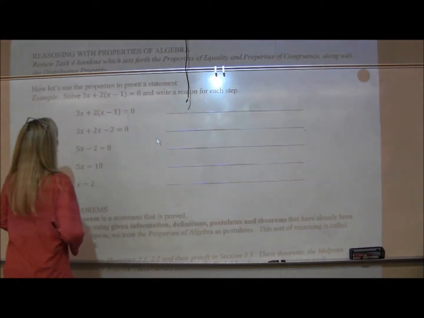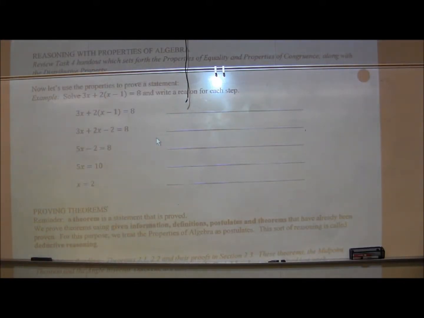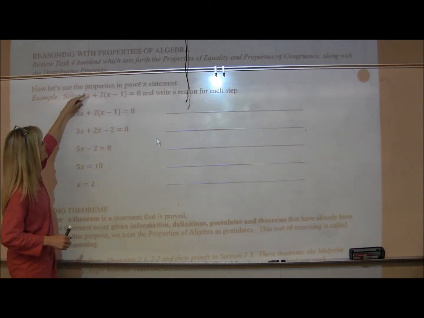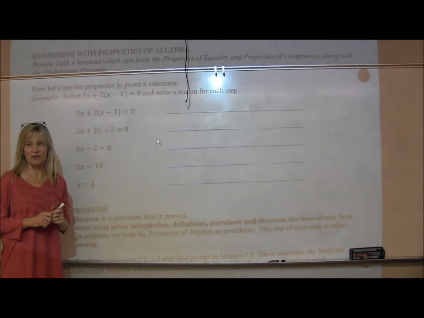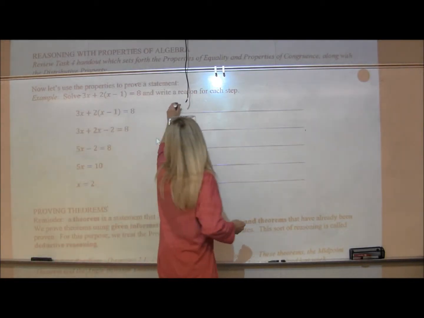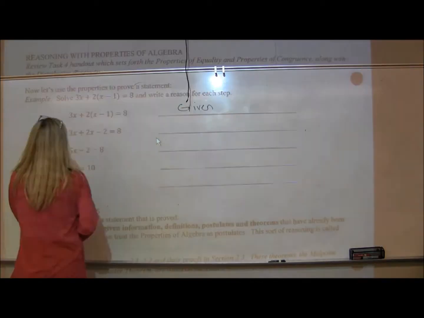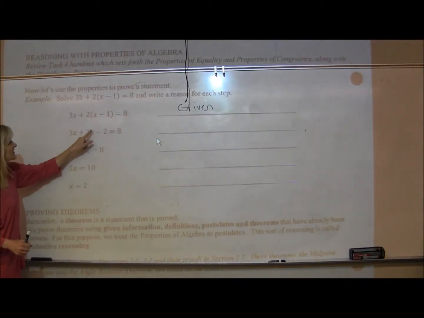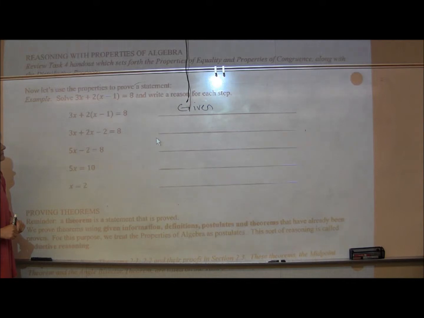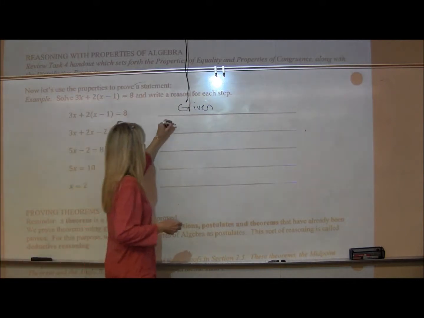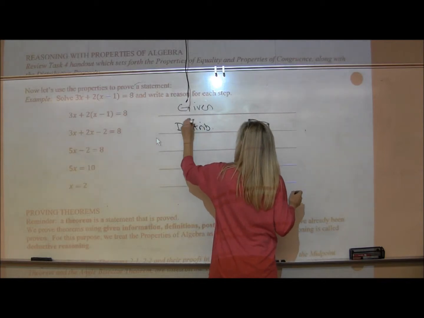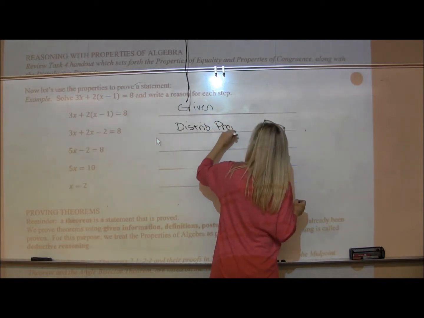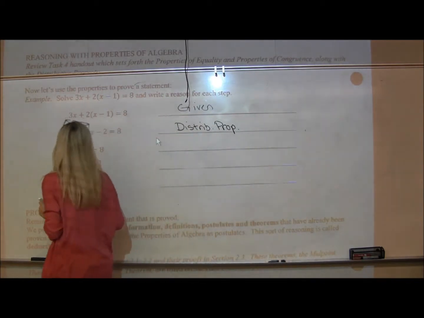So, we're going to use our properties that we've got on that sheet to prove a statement, writing a reason for each step. The first one is always easy, and this is going to be true in your geometry proofs. It's given. What's my reason that I can go from this to this? We have to distribute. The distributive property. So we need to cite a property. Perfect. I'm abbreviating: distributive prop, or distrib prop.